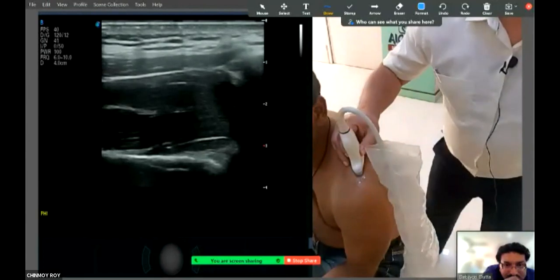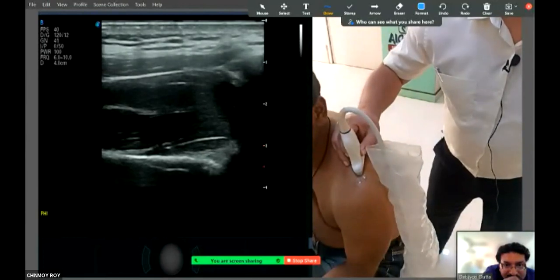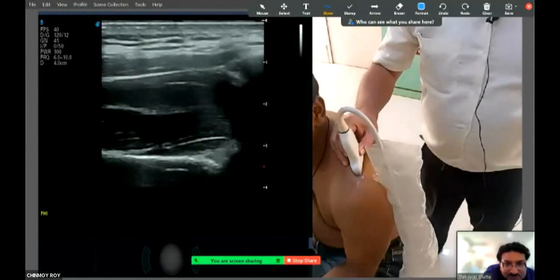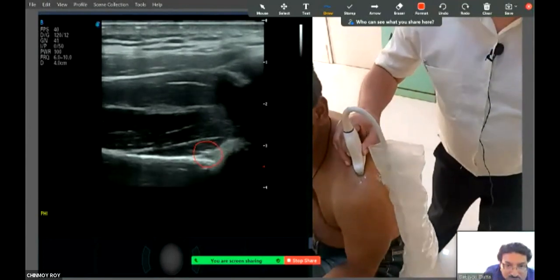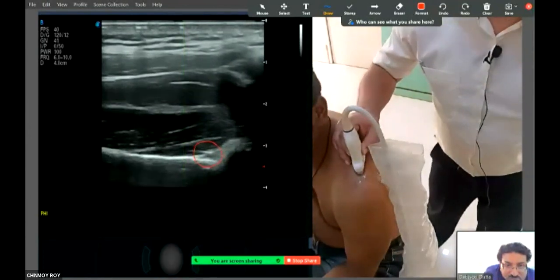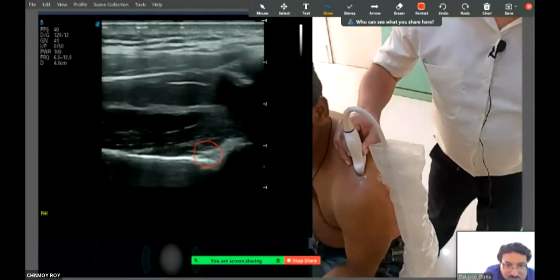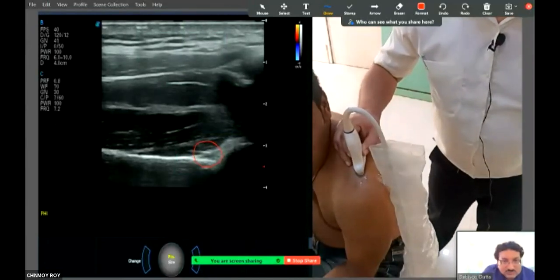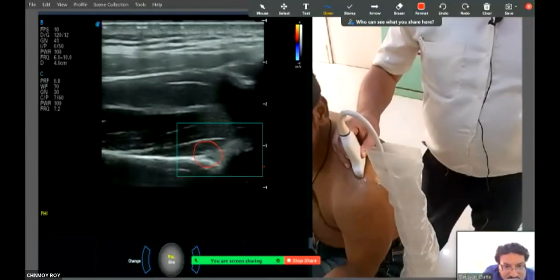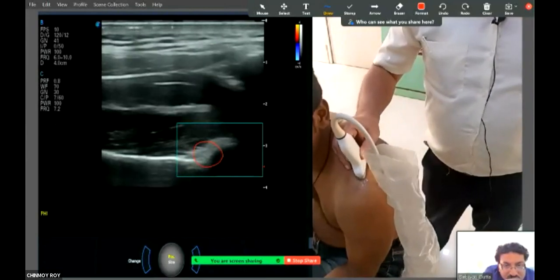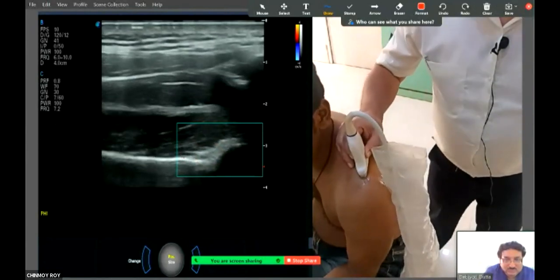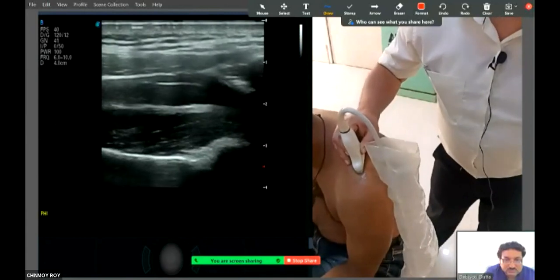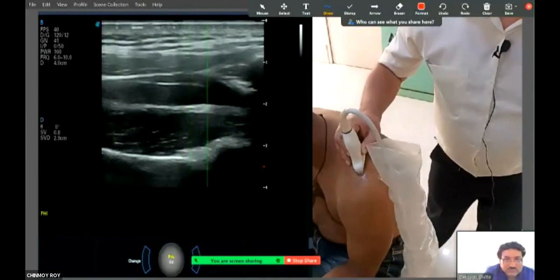Let's see if I can. The vessel is pulsating, you can see. If I give power Doppler, sometimes it takes color, but not every time. Color Doppler will not take. So this is the supraspinatus fossa. Usually color Doppler is useless for this. If I give power Doppler, then sometimes it takes color.